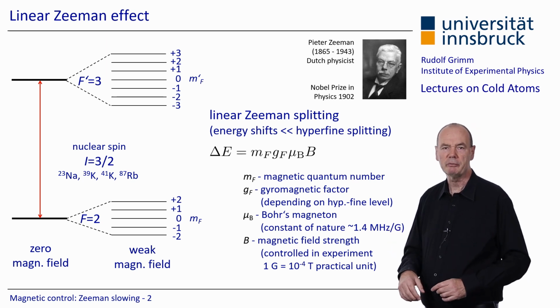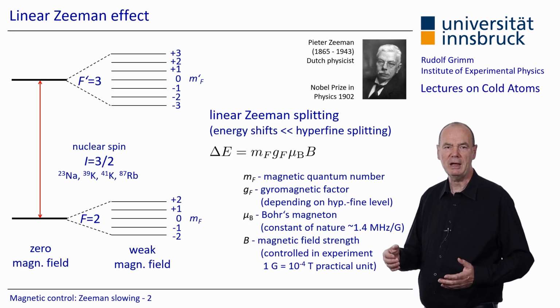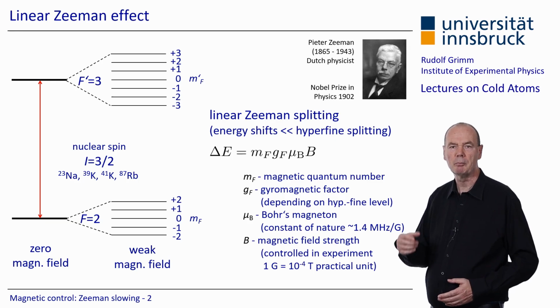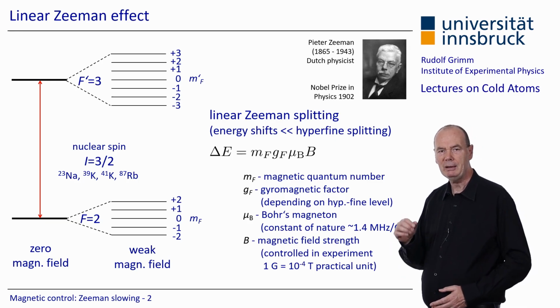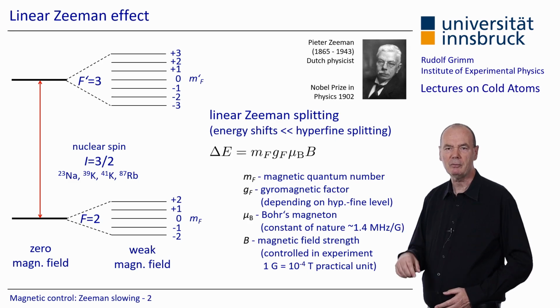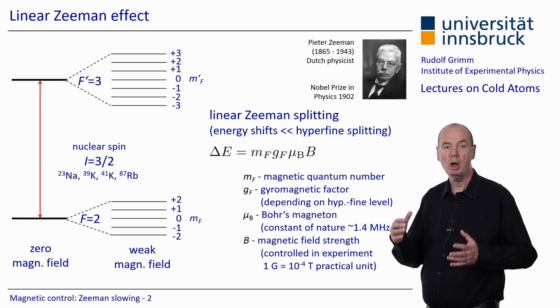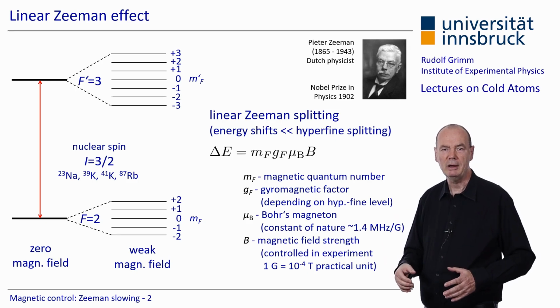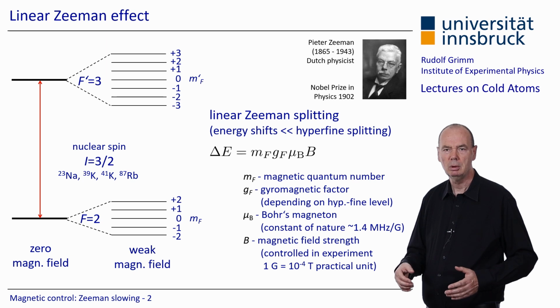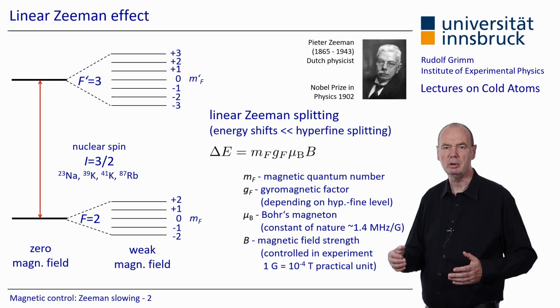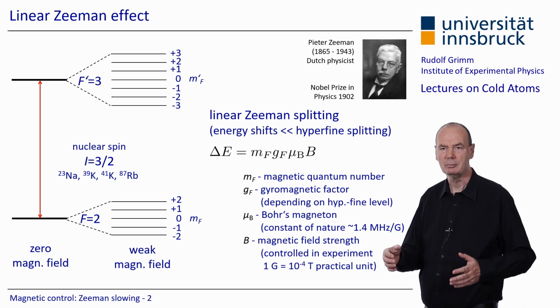Mu b is Bohr's magneton, which is a constant of nature and in frequency units amounts to 1.4 MHz per Gauss. And finally, B is the magnetic field strength, which we can control in an experiment. Here please note that in the community of laser cooling and cold atom research, the unit Gauss is more common than the SI unit Tesla. Just for practical reasons. 1 Gauss corresponds to 10 to the -4 Tesla.